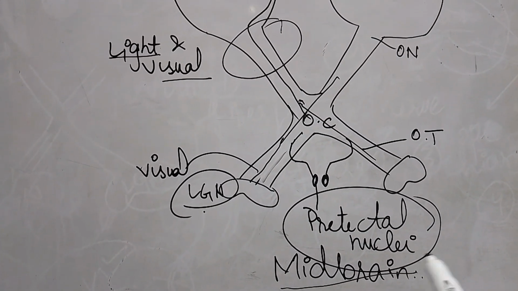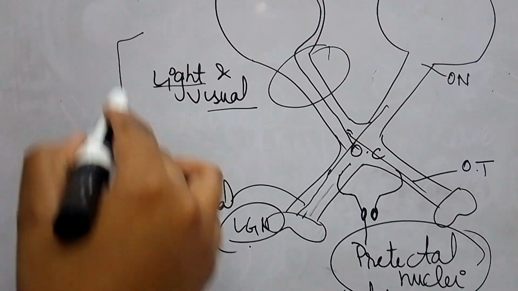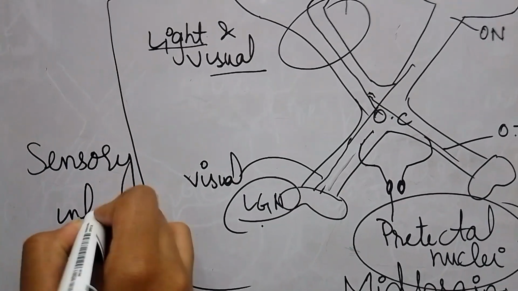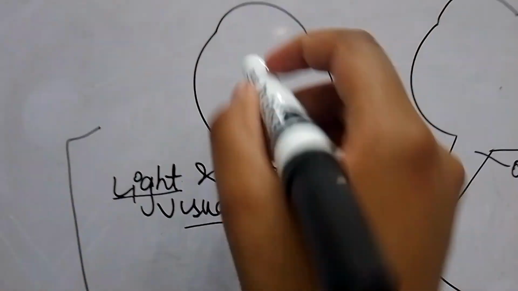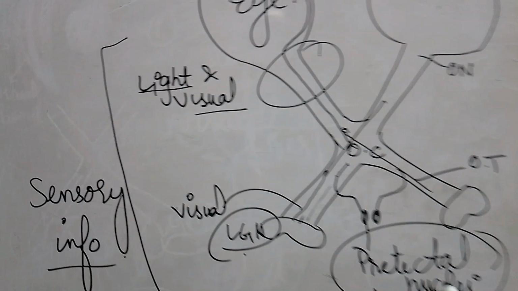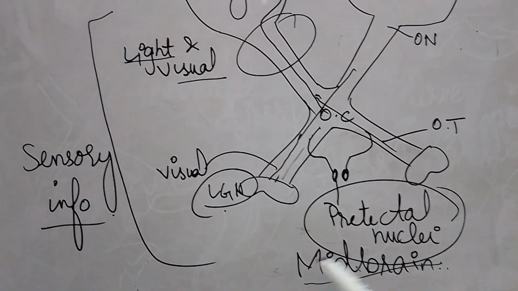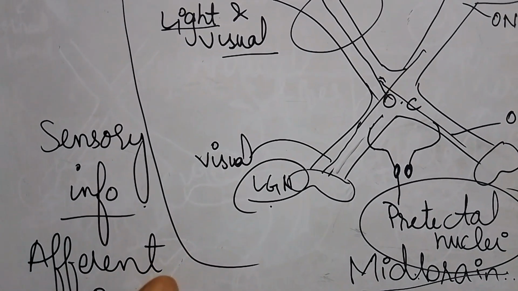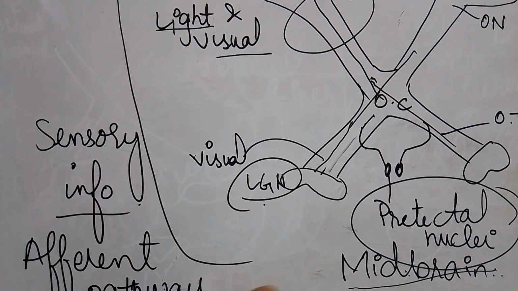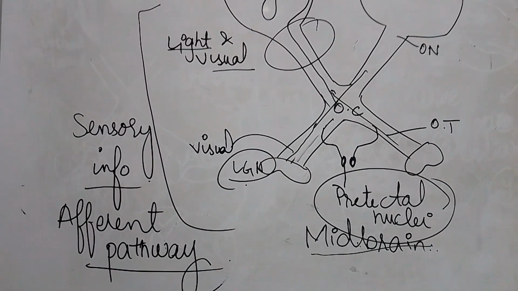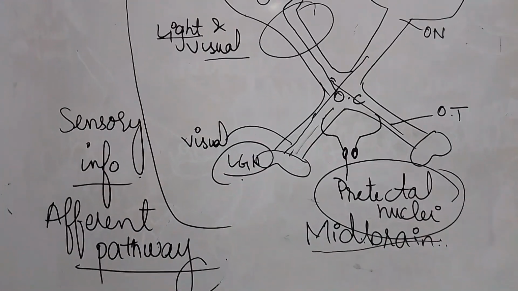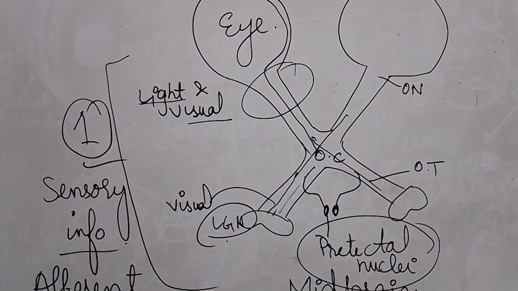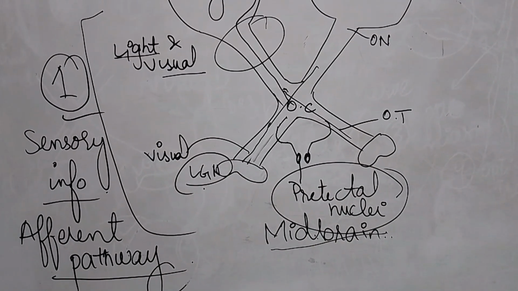And at the level of the pretectal nuclei, this is all about the sensory information. Sensory information is going from the sensory organ, that is the eye, towards the brain. So this is the afferent pathway, right? The afferent pathway is when you sense something and send the signals to the brain. So sensory information is sent to the brain at this level. This is the first order neuron, where the information has reached from the eye to the brain.